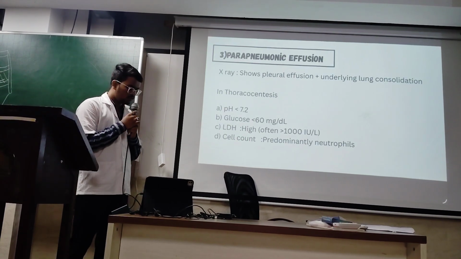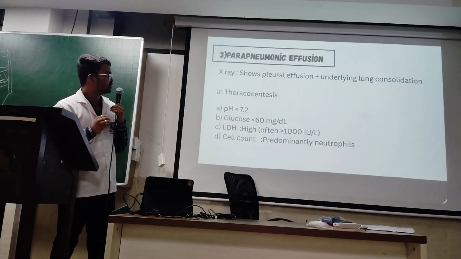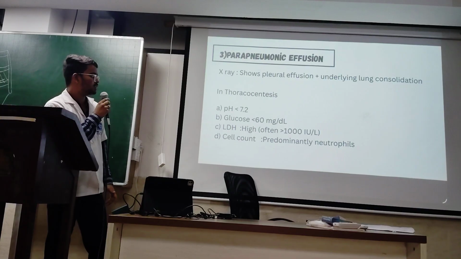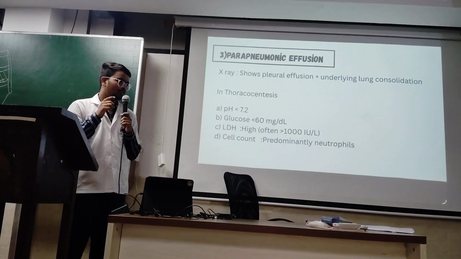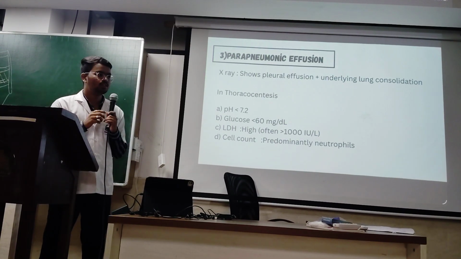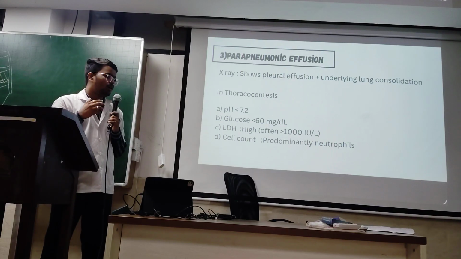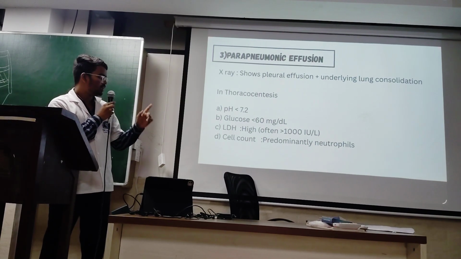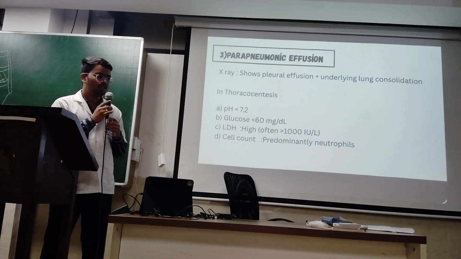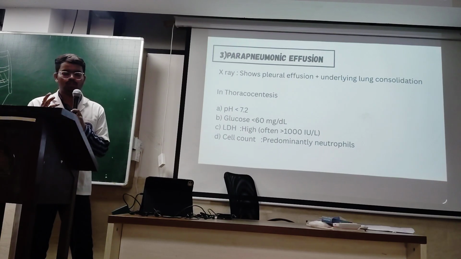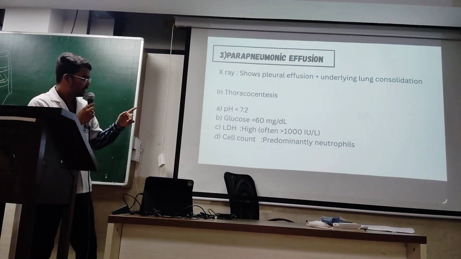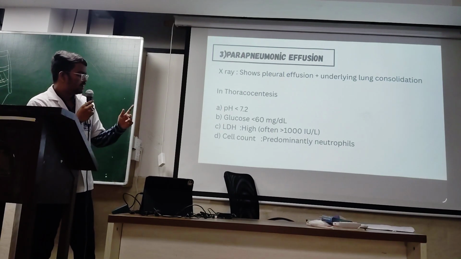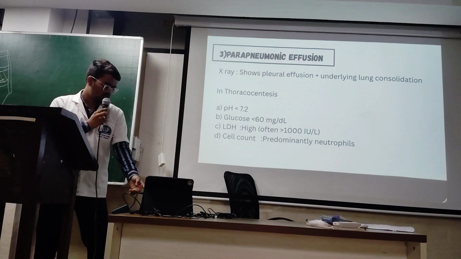Then in parapneumonic effusion, the X-ray can show the pleural effusion and the underlying lung consolidation. In thoracocentesis, we can see a decreased pH below 7.2 due to the production of lactic acid by the bacteria, and glucose levels less than 60 milligram per deciliter due to the consumption of glucose by the bacteria. The lactate dehydrogenase levels are very high, and the cell count predominantly contains neutrophils.